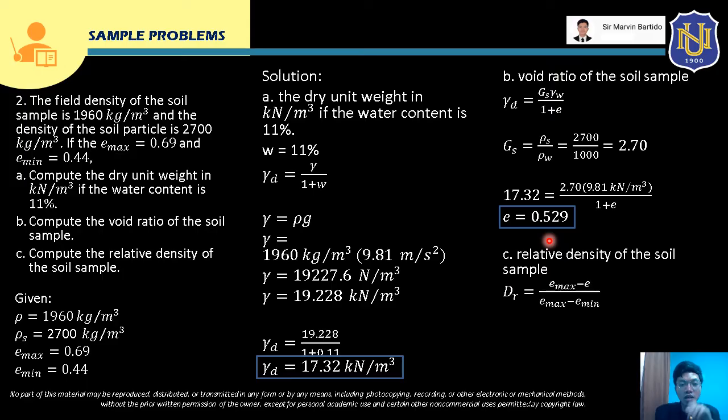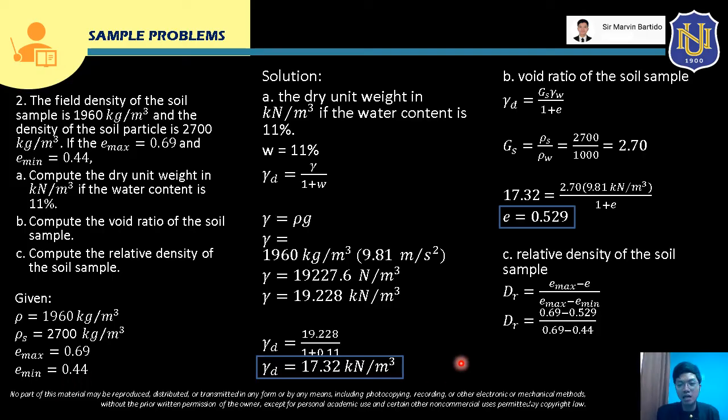So, class, we can directly use, no, our formula for relative density in terms of Emax, E and E-min. So, since meron naman tayong Emax, we also have E-min, and we already computed the value of the in situ void ratio, which is ito. Okay, so substitute lang natin lahat ng values natin, class. So, yung E sub max natin, 0.69. Yung E natin, 0.529. Emax ulit, tas E-min natin 0.44.